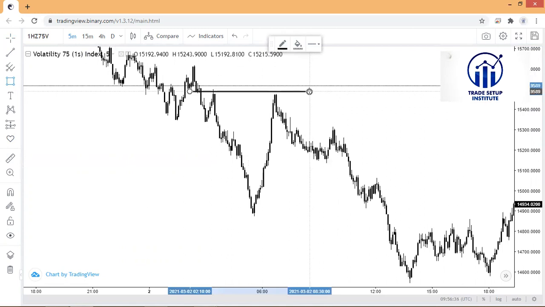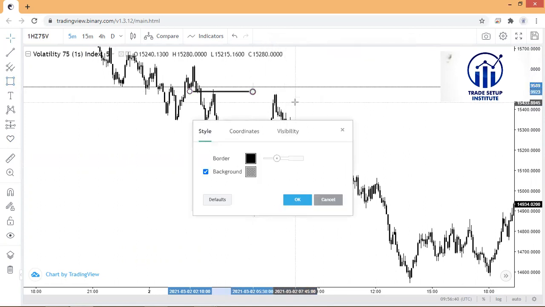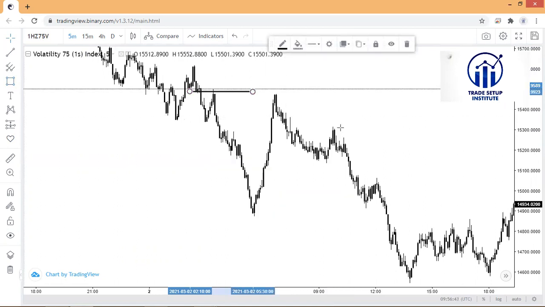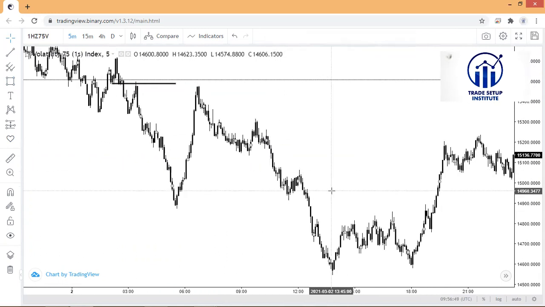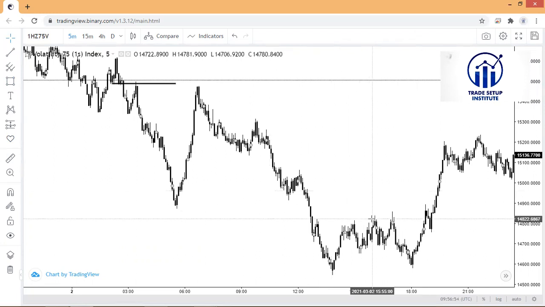Why? It was not the body of the candle that closed on the last swing low. That is what you consider before taking trades. Where did the body of the candle close? That's where you take your trades. If it didn't close where you want it, forget about the trade. Do not rush trades or force trades.